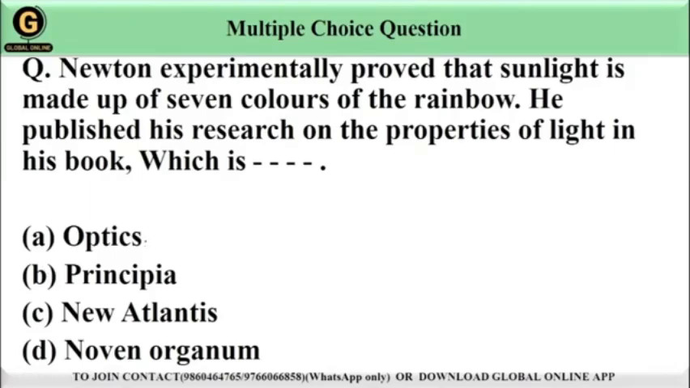So friends, Newton was the renowned scientist in physics. He published his research on properties of light and his discovery that sunlight is made up of 7 colors of a rainbow in his book Optics. In this work, he explained his experiment with prisms and how they could split white light into its constituent colors, which we see as a rainbow. So the correct answer of the question is option A.